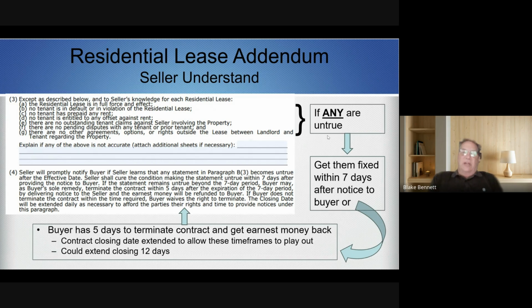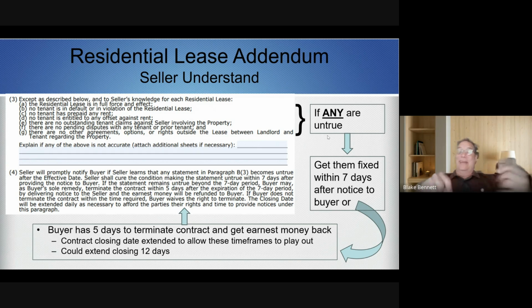Also, within that residential lease addendum, sellers need to understand paragraph 3. Except as described below, in the seller's knowledge of each residential lease, the residential lease is in full force and effect. No tenant's in default. No tenant has prepaid rent. No tenant is entitled to an offset against the rent. There's no outstanding tenant claims. There's no pending disputes. If there's a problem with any of those, get them resolved.